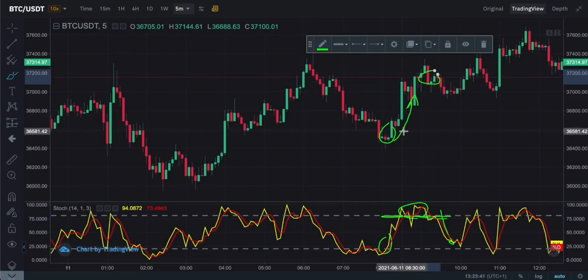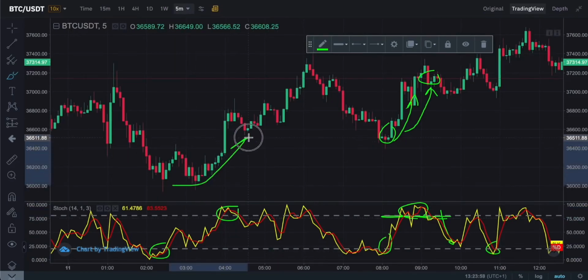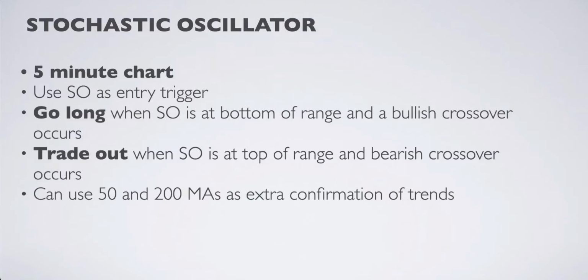So that would be the move getting in when we get that bullish crossover and then coming out when we get that bearish crossover. You can see there are many times on the chart that it happens, moving from bearish areas into bullish areas. It's a fairly simple strategy to follow, moving with trends. It doesn't work every time, but using an indicator like this is a fairly simple way to go ahead and actually get some entry triggers and start trading.